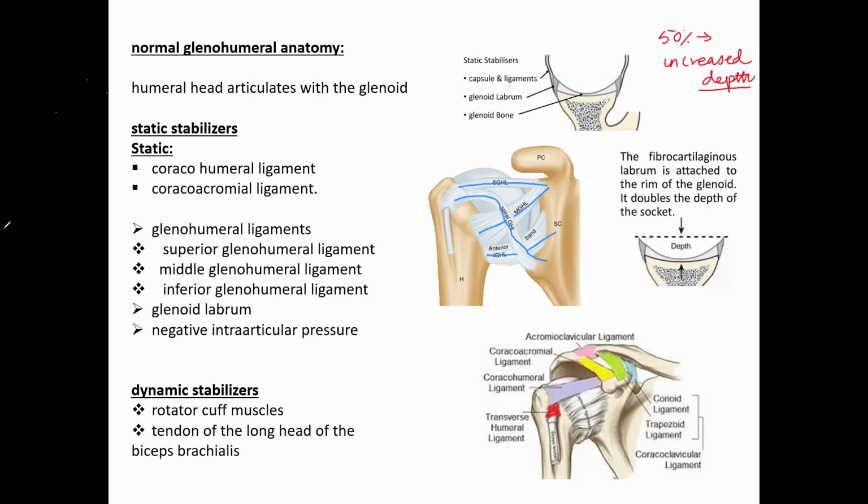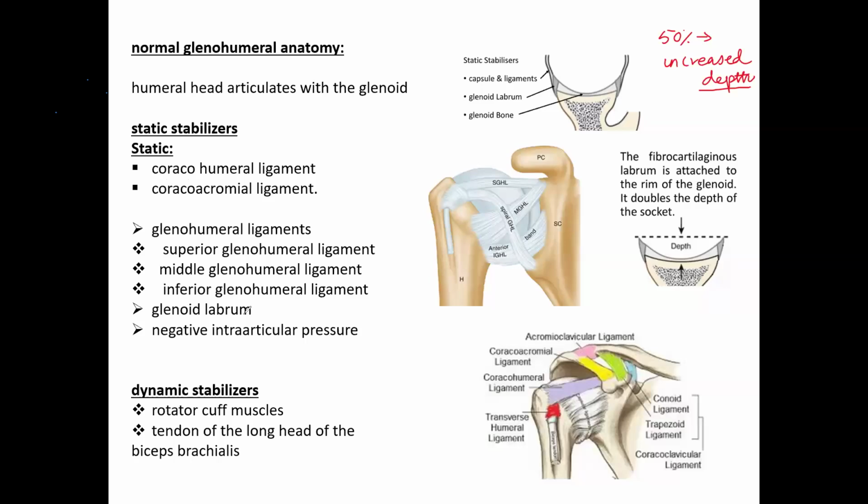Two ligaments are starting from the coracoid: the coracoacromial ligament and the coracohumeral ligament. And the four ligaments are condensation of the capsule in the form of ligaments. They are the superior glenohumeral ligament, inferior glenohumeral ligament, middle glenohumeral ligament, and spiral glenohumeral ligament. So if you see here, this is the coracohumeral ligament, coracoacromial ligament, and glenohumeral superior, middle, and inferior.